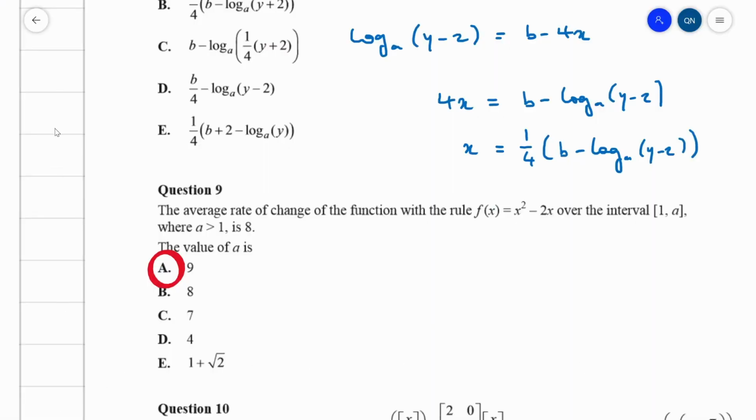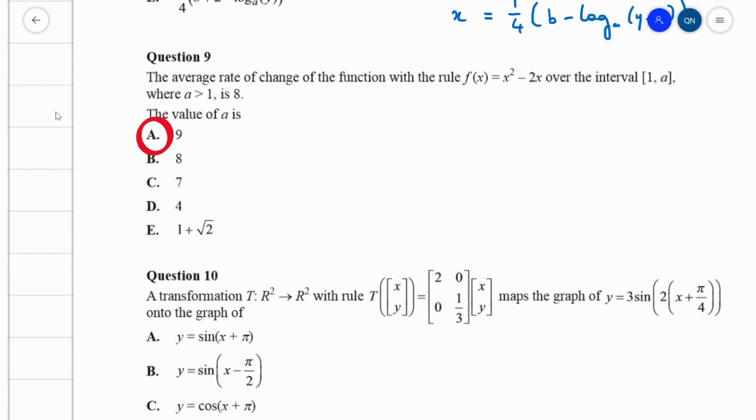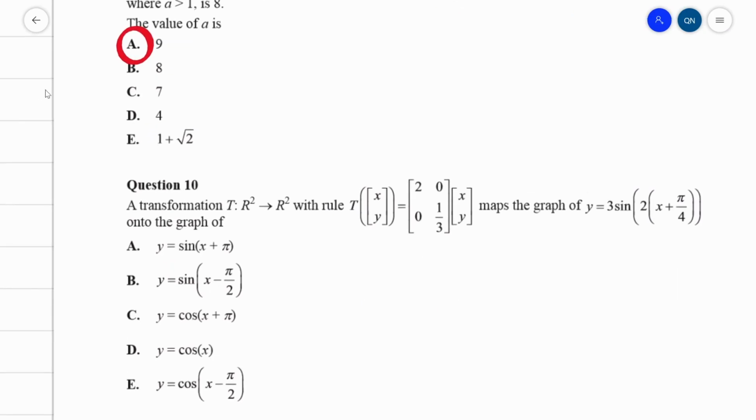Alright, question 10, we have a transformation with a specific rule over here, which maps the graph of y equals 3 sine blah blah blah onto the graph of. So we're applying this transformation to this graph. It's very important to know which way the transformation is going. We're applying the transformation to this graph.